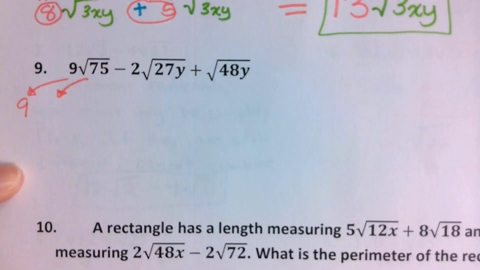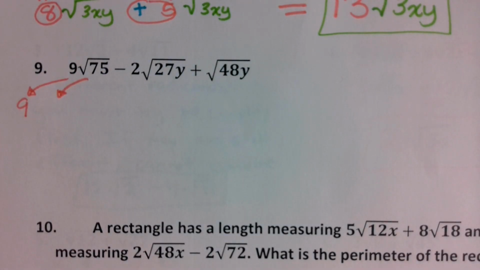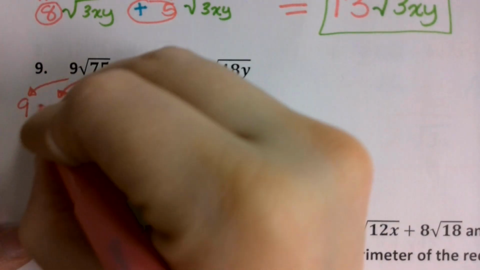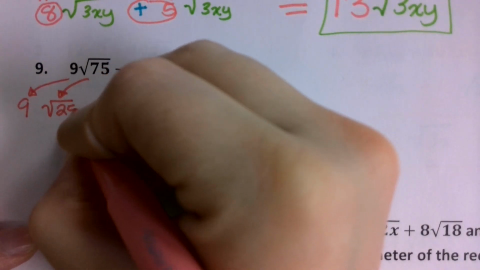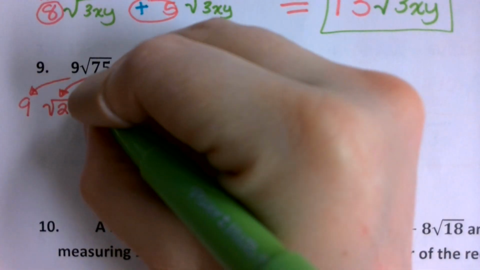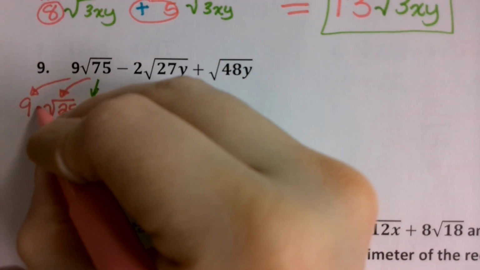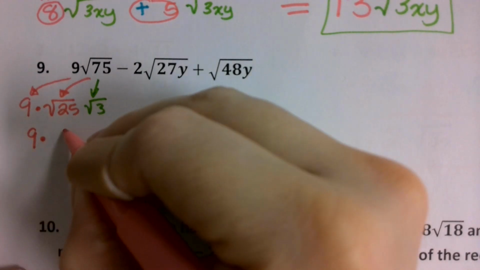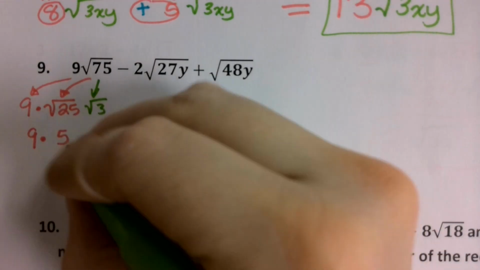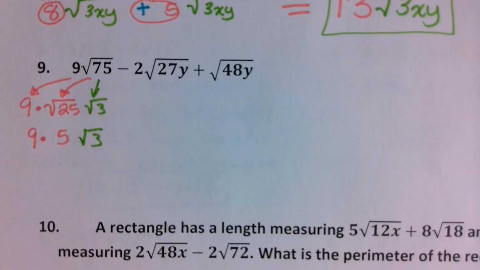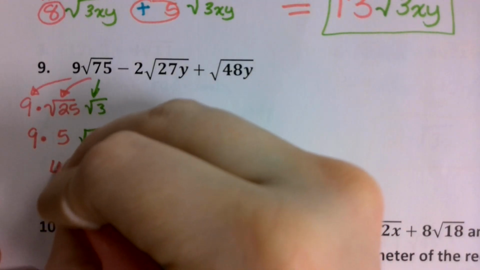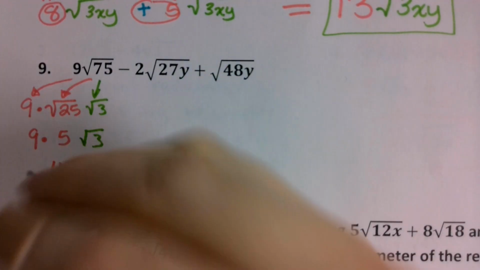How do I break square root of 75 down? What are the factors I'm going to focus on? 25 and 3. Square root of 25, square root of 3. Okay, what is the square root of 25? 5. So we now have 9 times 5, square root of 3. And what is 9 times 5? 45. So we have 45 square root of 3.